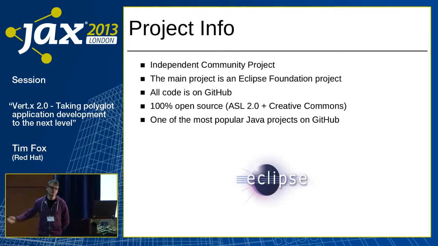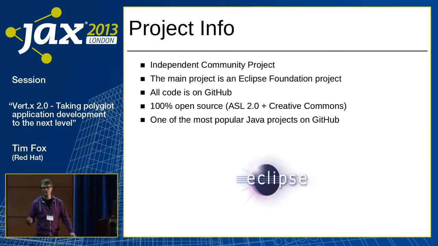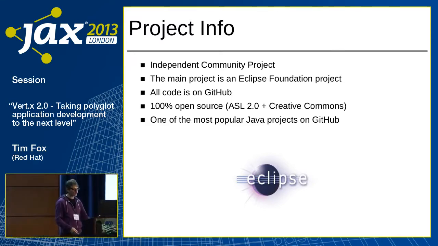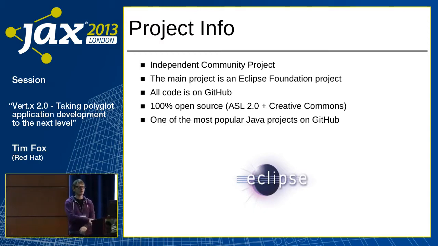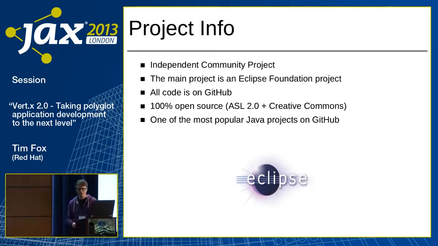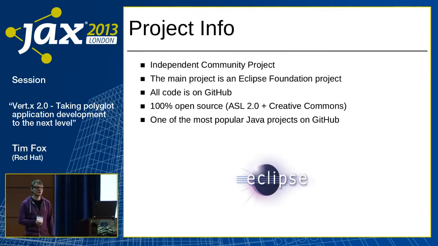Project info. So Vert.x is an independent community project. It's not owned or controlled by any one company. This is a really good thing. It means we have quite a lot of contributions from a wide range of organizations and individuals. Earlier in the year, we transitioned across to the Eclipse Foundation, which is great. So the main project, Vert.x, is now living over at Eclipse Foundation. And we have the whole umbrella of other stuff that's living in GitHub still. So it's all on GitHub, open source. Do I even need to say that these days? I mean, how many projects that are being talked about in this conference are not open source? Probably not very many. And we're one of the most popular Java projects on GitHub right now, which is good.